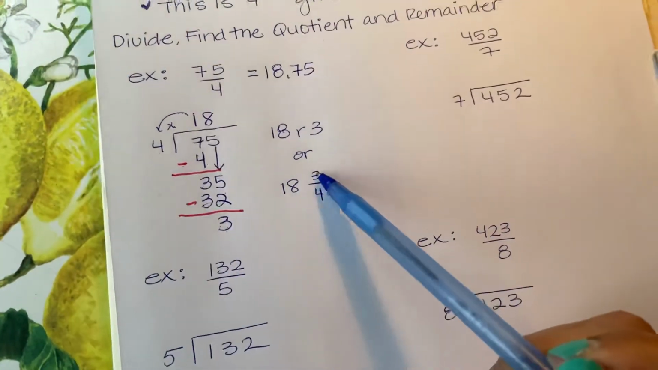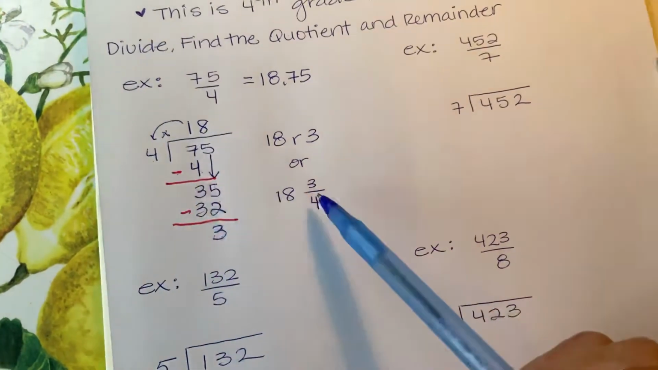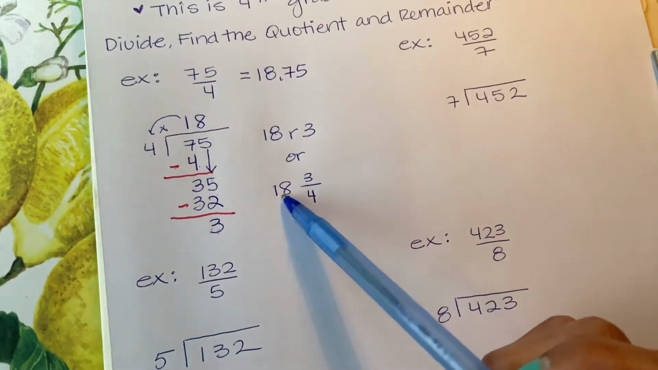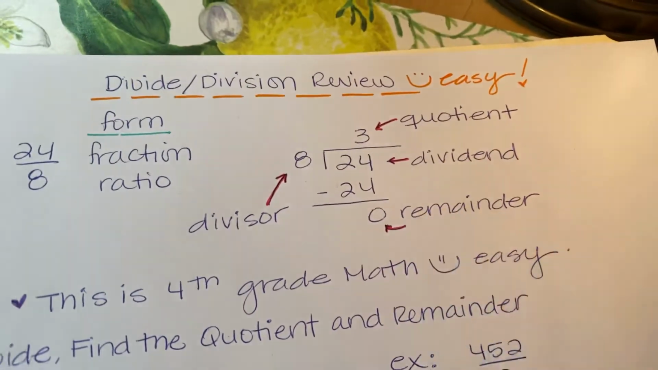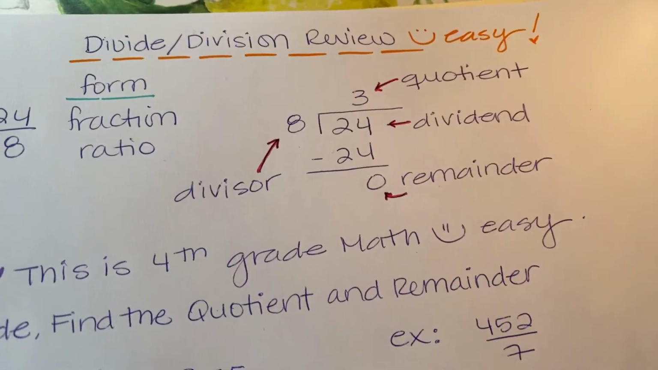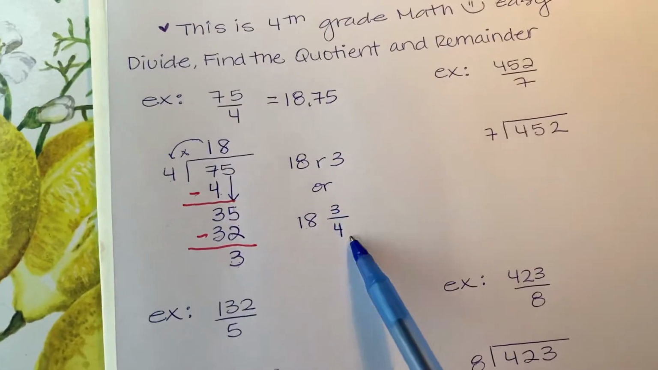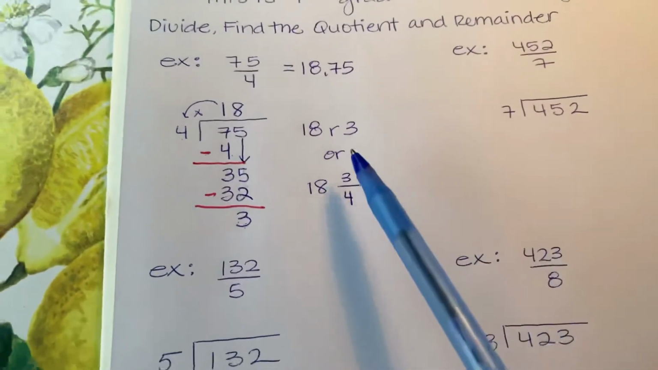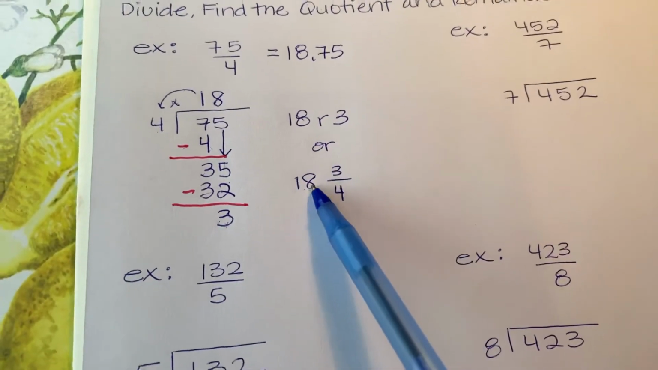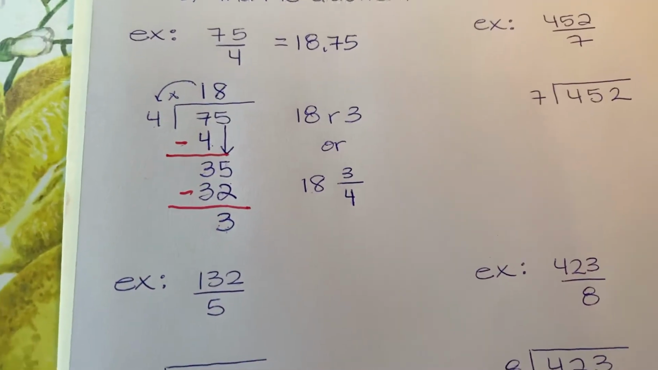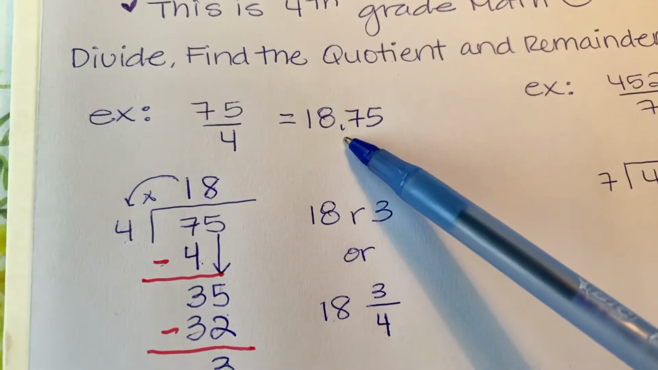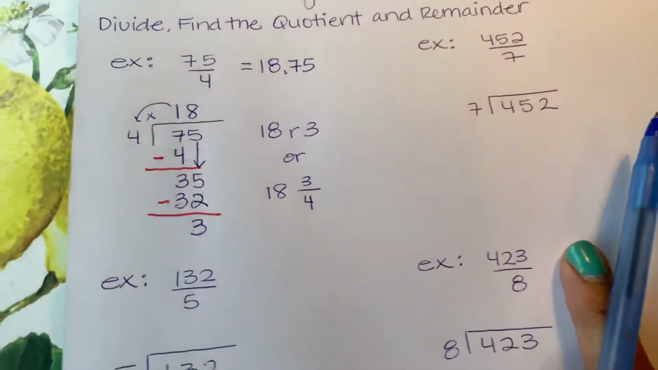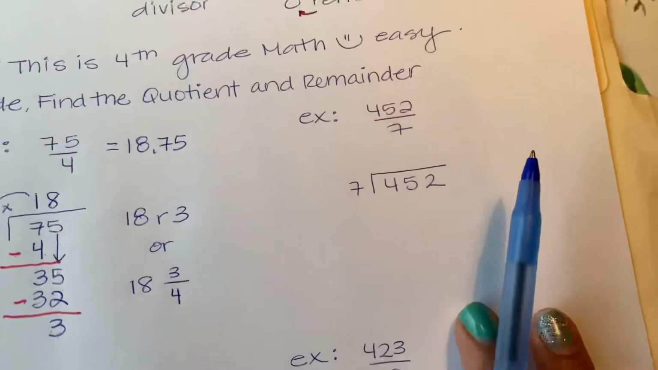Because 3 is my remainder, 4 is my divisor, and the whole thing is then my quotient. So this is a quotient, this is a remainder, and that's my divisor. So it's 18 remainder 3 or 18 3/4. Do you remember that? I do not want this 18.75, so don't be putting it in the calculator. Okay, ready for another one?